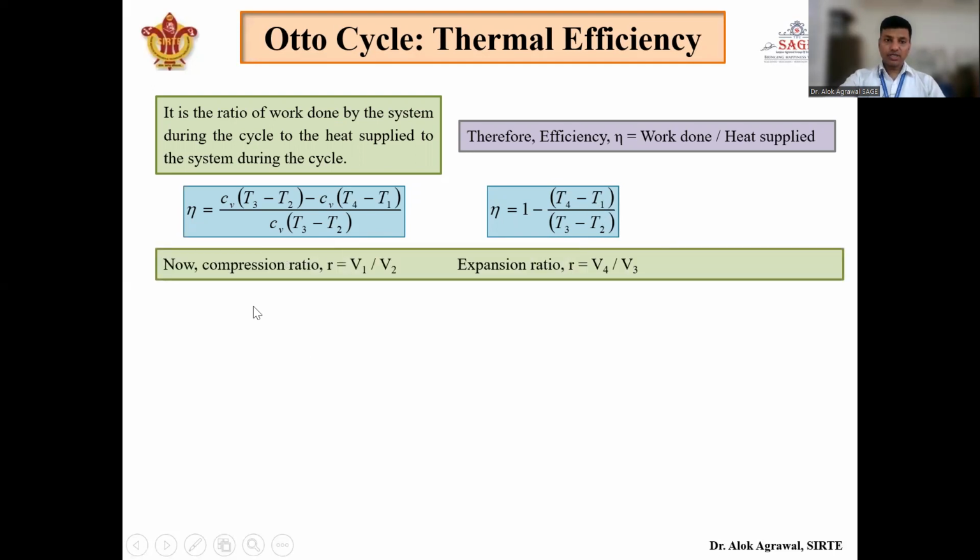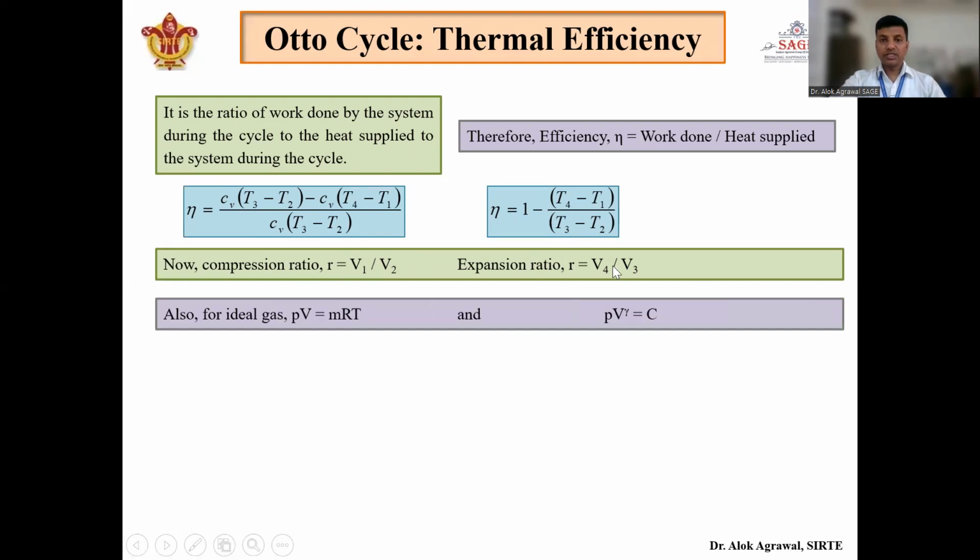Now we know that the compression ratio is V1 by V2, where V1 is the total volume of the combustion chamber when the piston is at bottom dead center, and V2 is the volume of the combustion chamber when the piston is at top dead center. Similarly, the expansion ratio can be written as V4 by V3. Both the compression ratio and expansion ratio for the Otto cycle are the same because heat is added at constant volume and heat is rejected at constant volume. Again, we are considering our medium as a perfect gas, so the ideal gas equation is followed here. You can implement these equations, that is, PV equals mRT and PV to the power gamma is equal to constant.